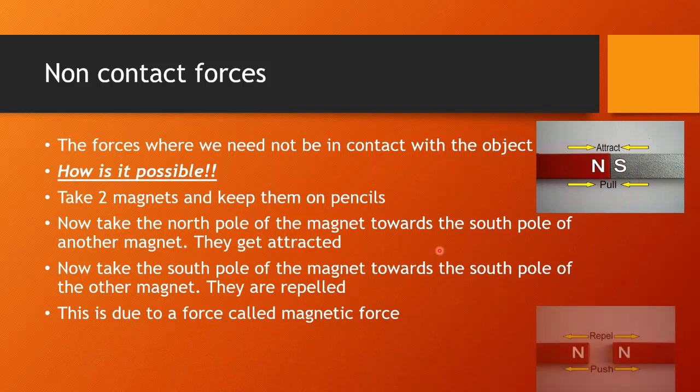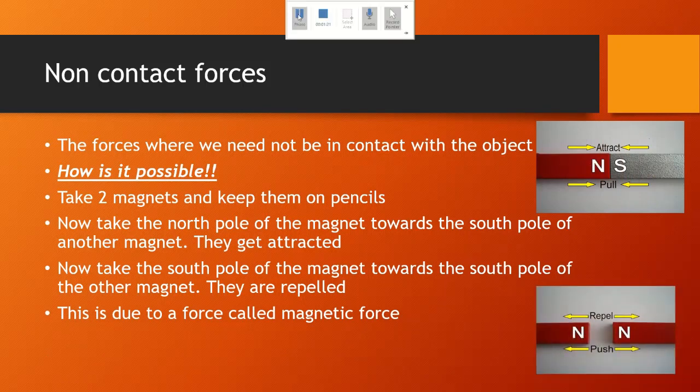Now I have two pictures here. Here there is a north pole of one magnet and a south pole of another magnet. What happens is that they get attracted. Now north pole and north pole get repelled. This is due to magnetic force.